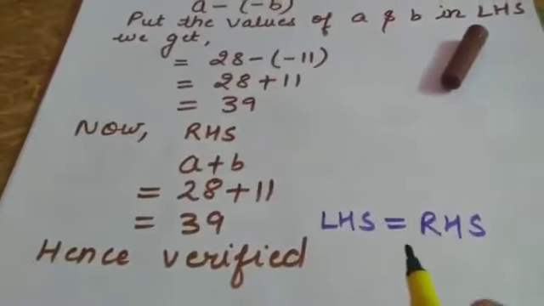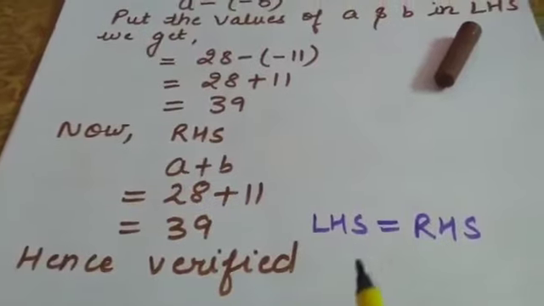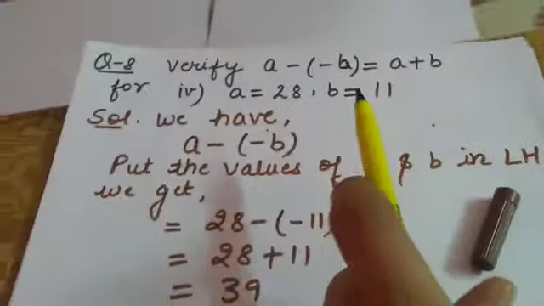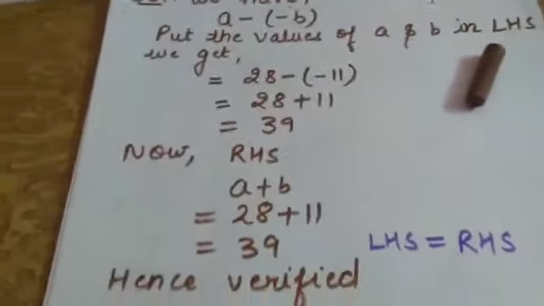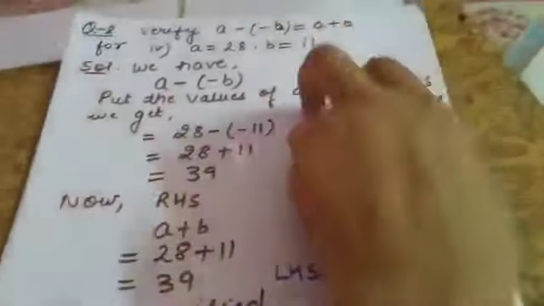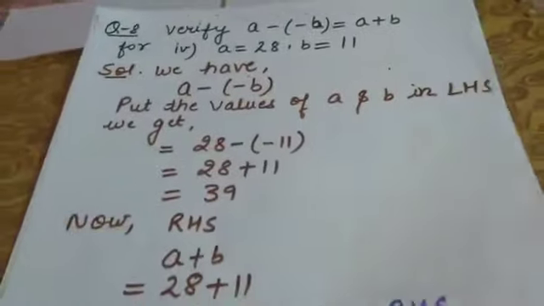As we can see that LHS equals RHS, hence this equation is verified. So this is question number 8. The rest of the part you have to solve yourself. So this is our 1.1.